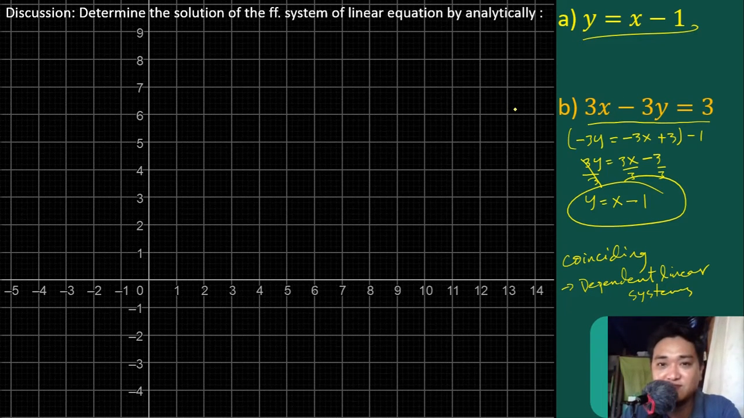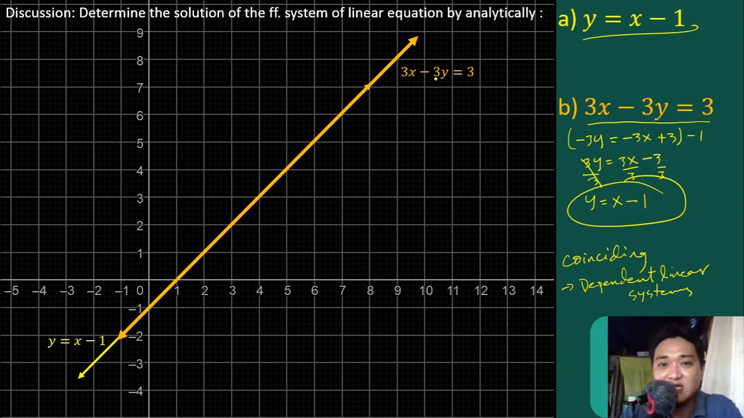So, in graph, ganito po yung itsura nila. So, this is the line of y is equivalent to x minus 1, and this is also the line of, what is this? The linear equation 3x minus 3y is equals to 3. Meaning, pareho sila ng solutions all the way. All the solutions of y is equivalent to x minus 1 is also the solution of 3x minus 3y is equals to 3. Kaya nga po sila tinawag na dependent linear system, because the solution of each linear system depends on the other system, and vice versa.